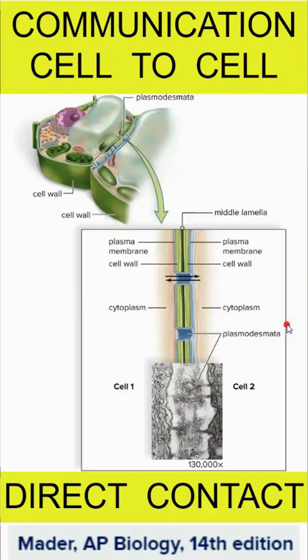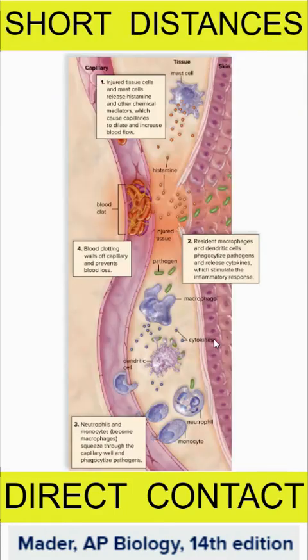Now, plants have a very similar situation with those plasmodesmata. So these breaks in the cell wall where cells are touching each other, and again, signaling molecules can go through there, including things like plant defense communication.